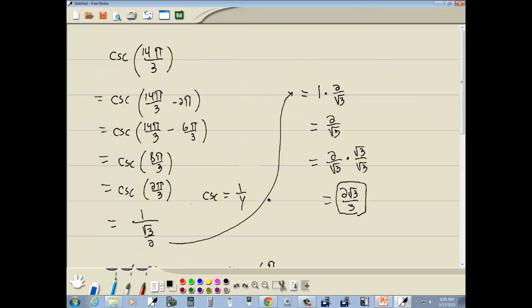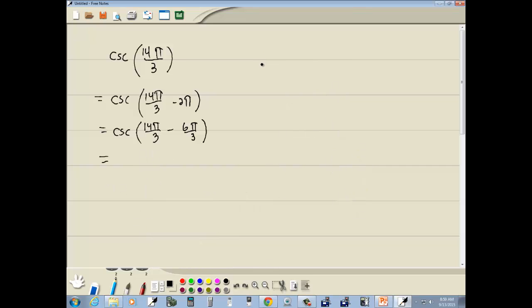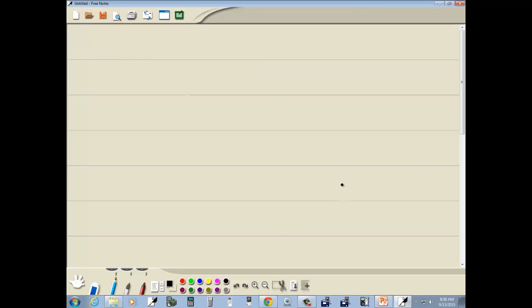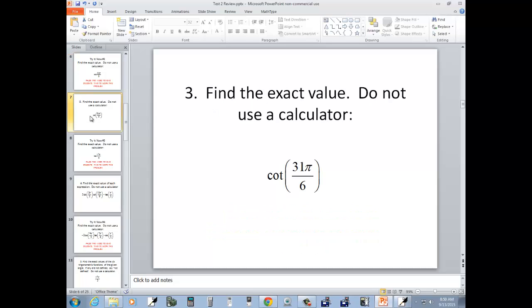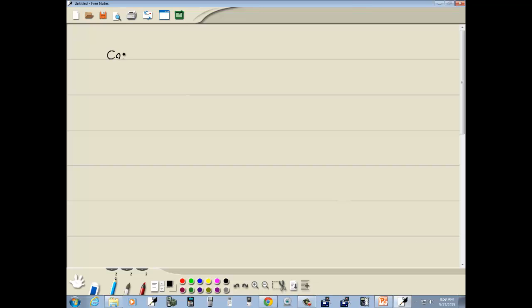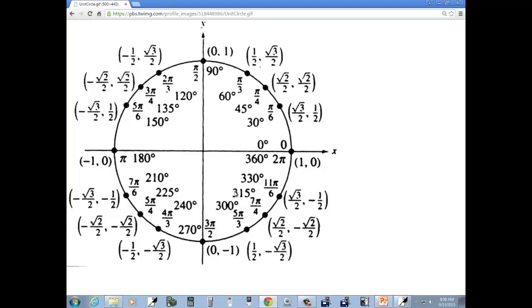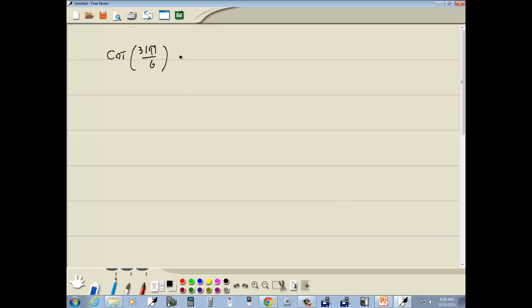Okay, actually I'm going to clear off that page. There we go. And next problem. Another one where we want to find the exact value. So we've got cotangent, 31 pi over 6. Well, as I look at my unit circle, 31 pi over 6 obviously isn't anywhere on our unit circle.